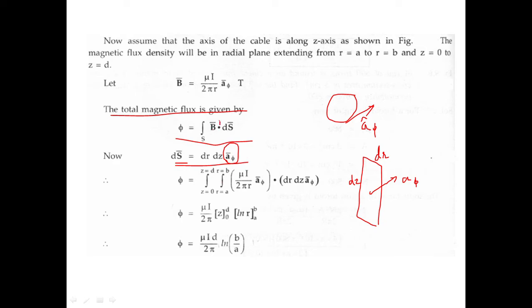Now here we have the B vector, that is this equation, and we have the ds vector, that is this equation. So when you find the dot product of these two, a phi and a phi will go off. So this is the equation you get, mu I by 2 pi r dr dz, and since it is a surface we have to integrate it twice, for z and r. So z varies from 0 to d, r varies from a to b. So when you solve that, you will get flux is equal to mu I d by 2 pi ln of b by a, right?